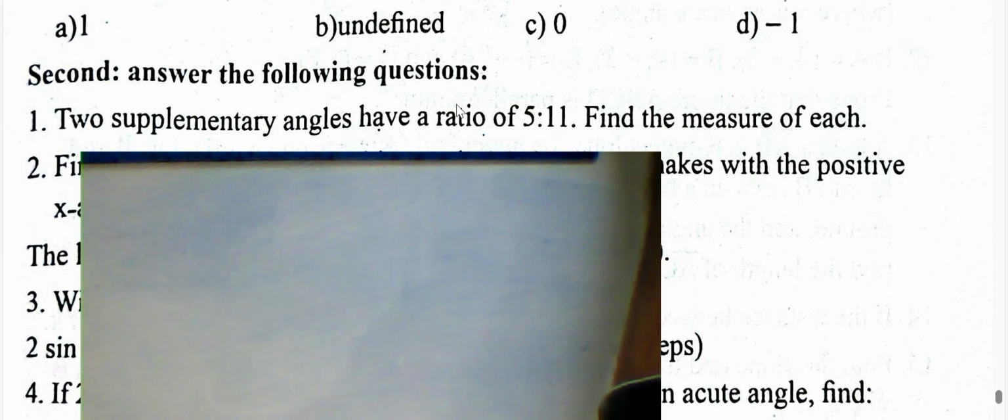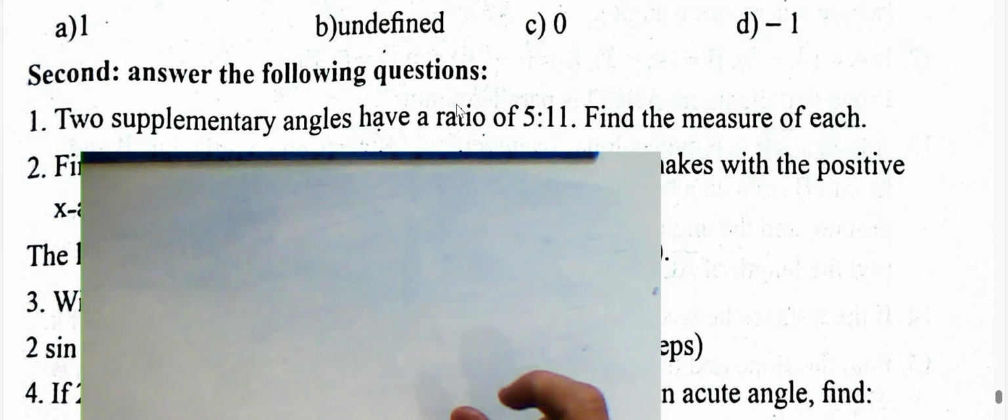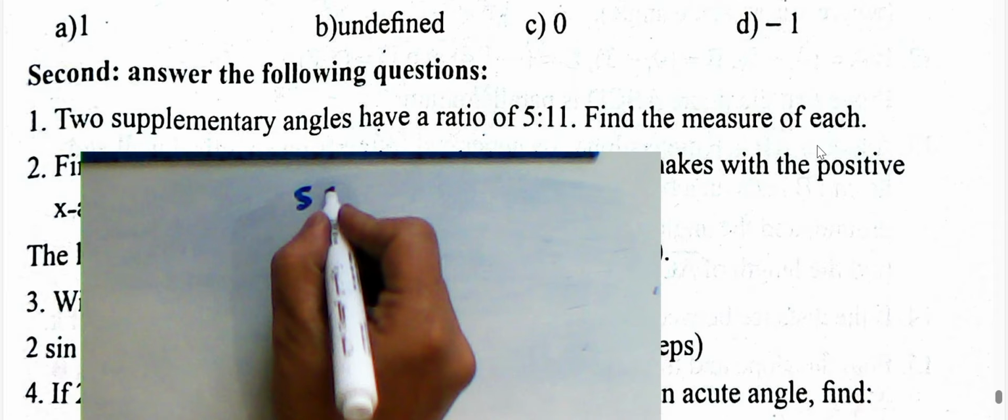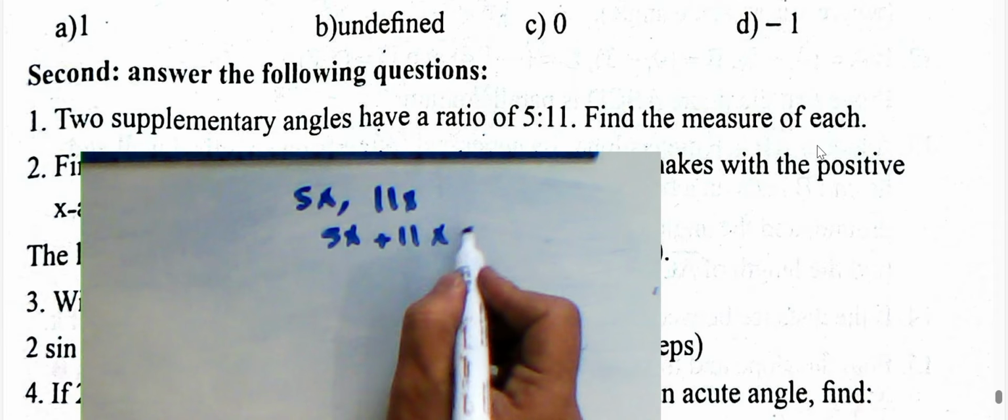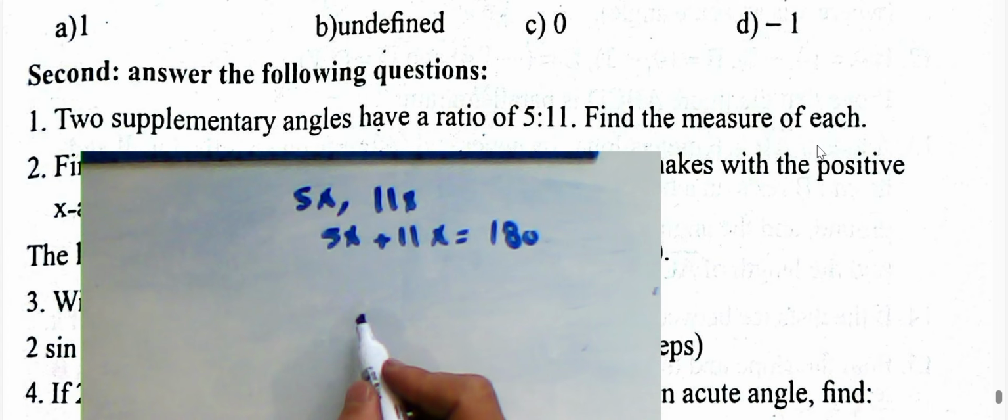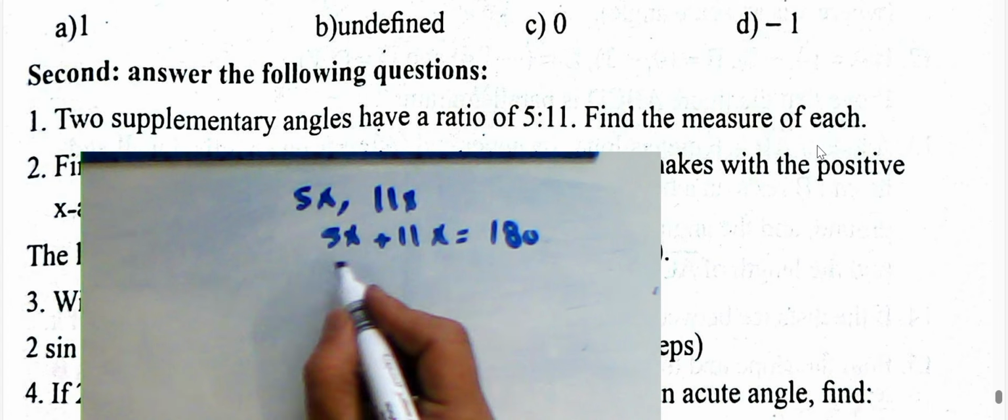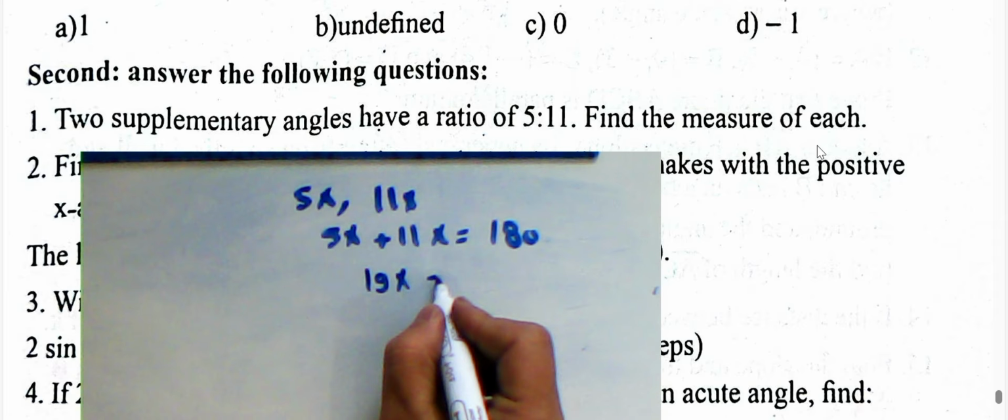Second, two supplementary angles have the ratio 5 to 11. Find the measure of each. Supplementary angles means the sum of them equals 180 degrees, and complementary means 90 degrees. The first angle will be 5x and the second will be 11x. The sum 5x plus 11x equals 180. Then 5 plus 11 is 16x equals 180.